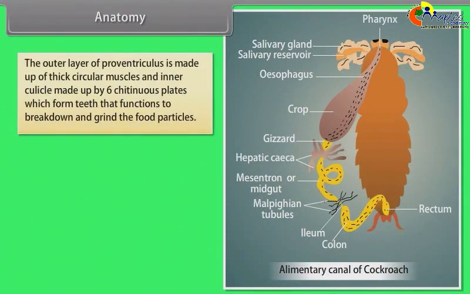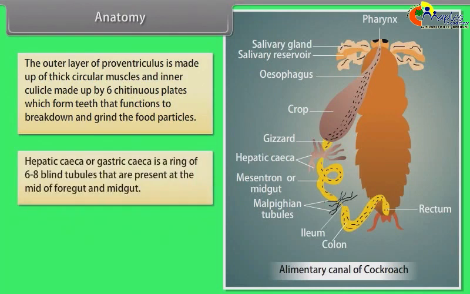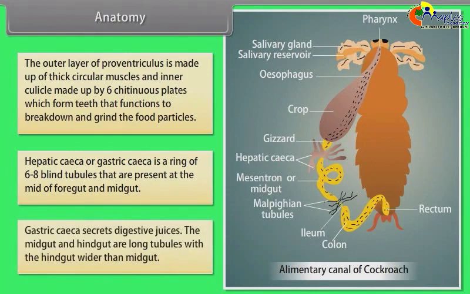The outer layer of the proventriculus is made up of thick circular muscles and the inner cuticle is made up of 6 chitinous plates, which form teeth that function to break down and grind the food particles. The hepatic caecae or gastric caecae are a ring of 6 to 8 blind tubules present at the junction of foregut and midgut. The gastric caecae secrete digestive juices.